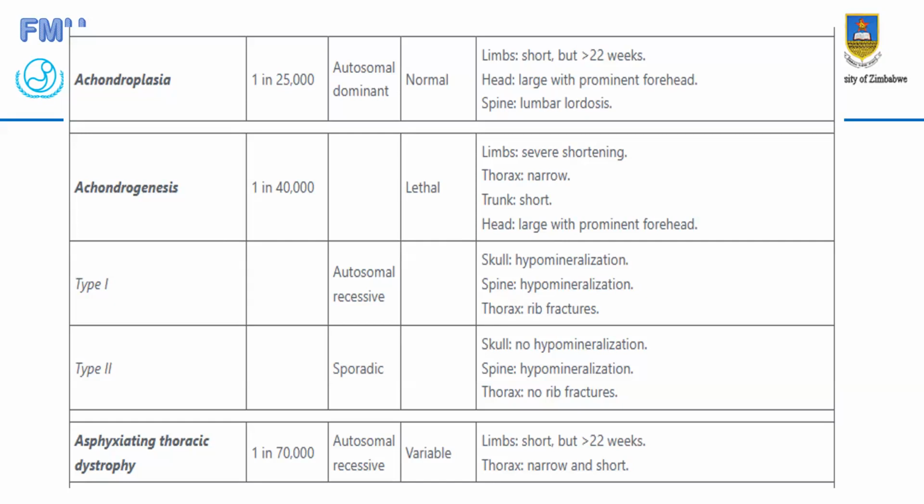Then we have asphyxiating thoracic dystrophy, which occurs in about 1 in 70,000. It is autosomal recessive, and it is variable in terms of survival. The limbs are short, but start to appear short after 22 weeks. The thorax is narrow and short. So fairly uncommon, even in fetal medicine terms, 1 in 70,000. Again, the risk of passing it on to the offspring is 1 in 4, 25%, because it's an autosomal recessive condition.